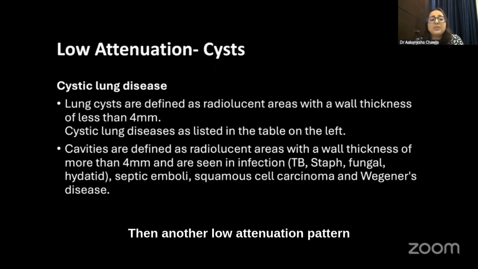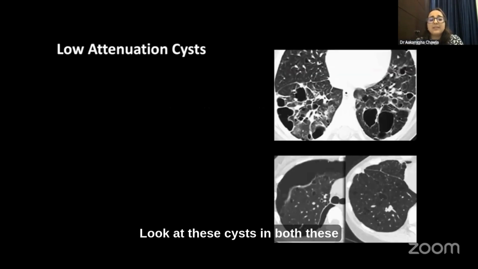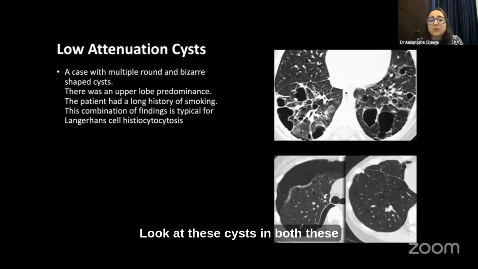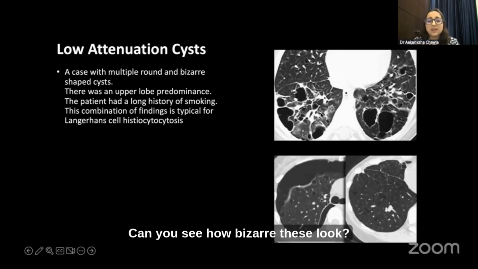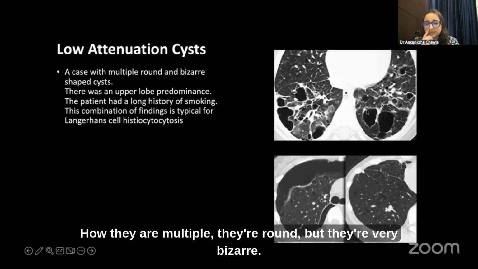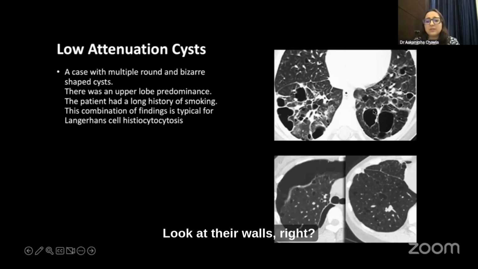Then another low attenuation pattern that we see is your cysts, right? Look at these cysts in both these CT cuts. You can see that there are multiple round, bizarre shaped cysts. Now, this is the differentiating factor from bronchiectasis also. Can you see how bizarre these look? How they are multiple, they're round, but they're very bizarre. Look at their walls, right? So this is a case of Langerhans cell histiocytosis.